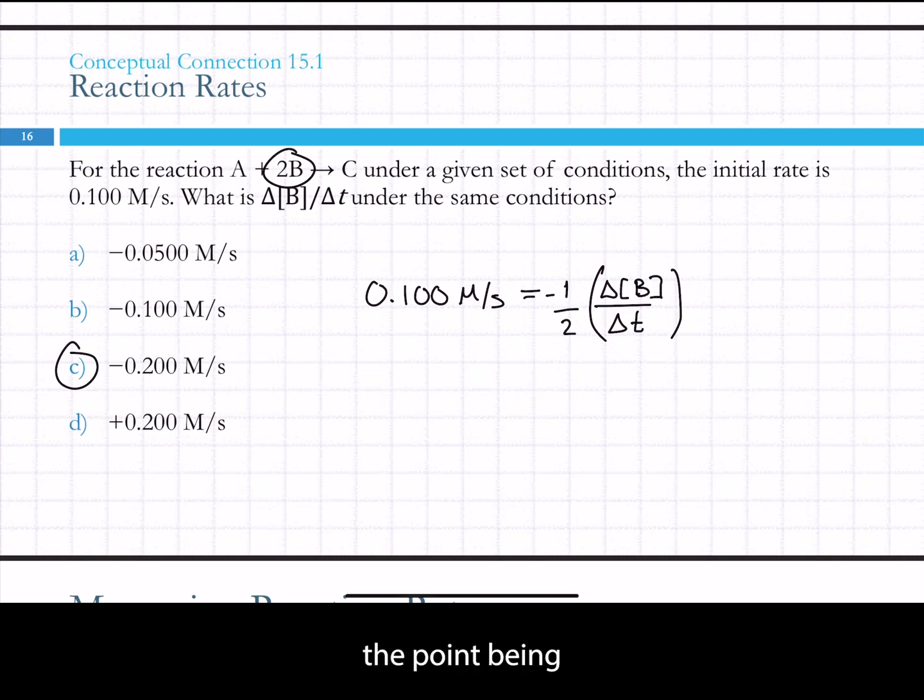So really the point being, if you can wrap your head around the coefficients and how they relate to the reaction rates, at least these average reaction rates, you don't really even need to do the math and write out all of the steps to convert to the rates of any individual species.